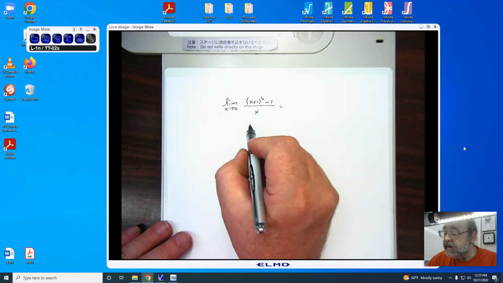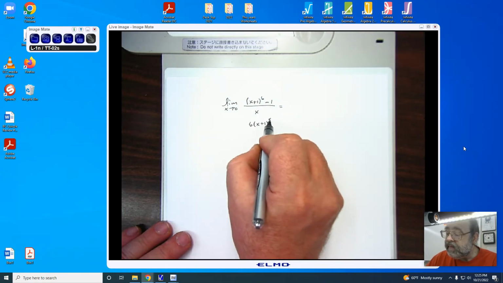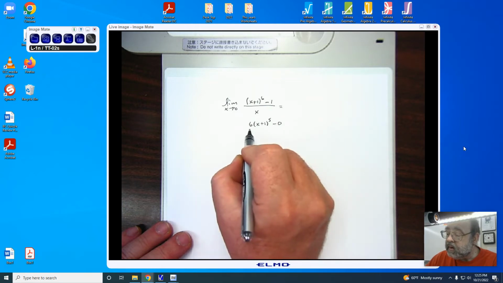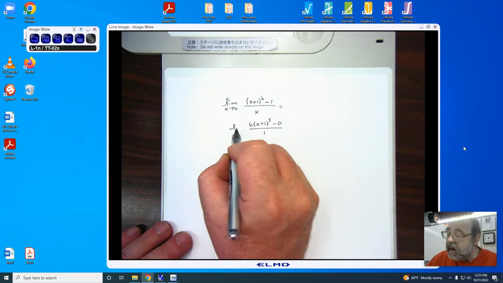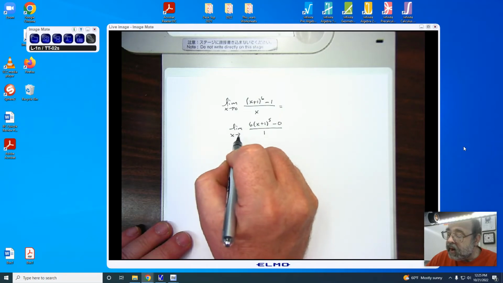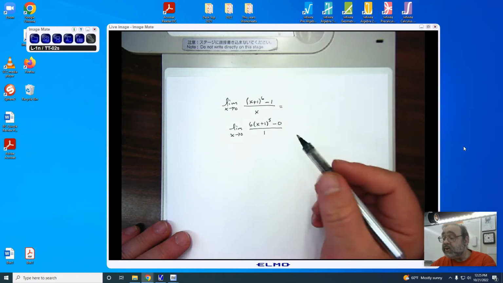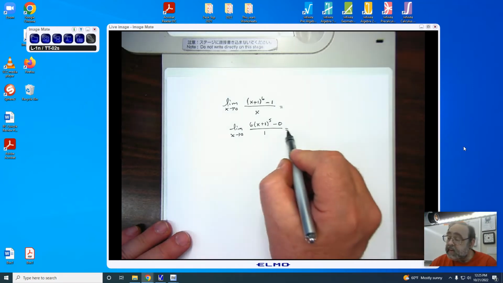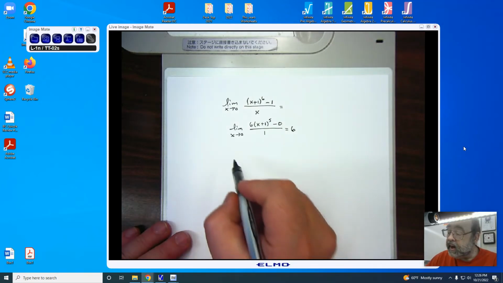To do that, we take the 6 and move it in front. X plus 1 becomes to the 5th. The constant goes to 0. It is in terms of x and therefore a 1 in the denominator, and we are now allowed to reapply our limit. You'll notice we get 1 to the 5th, and that's just 1 times 6, and my answer is 6. Let's take a look at number 2.